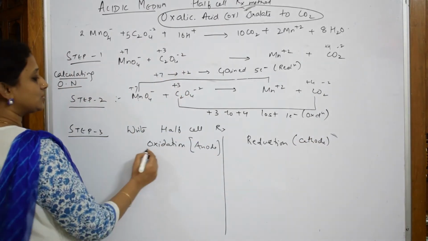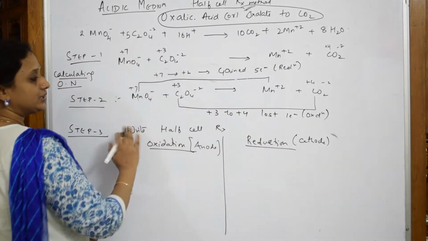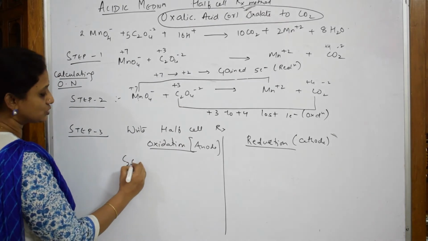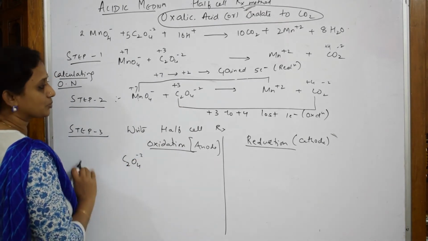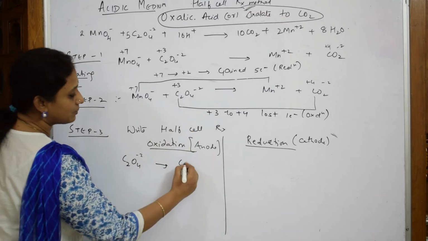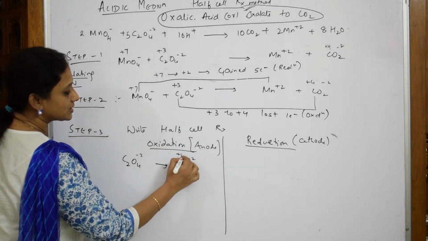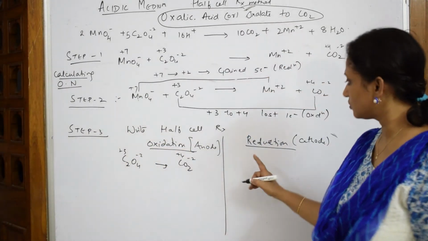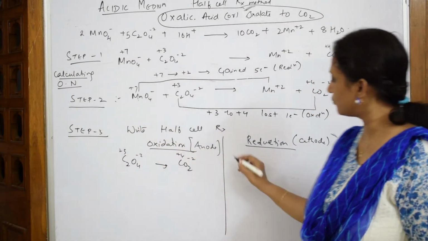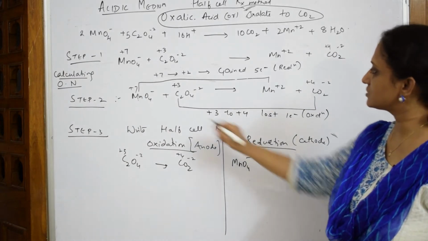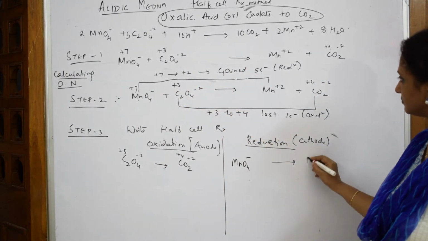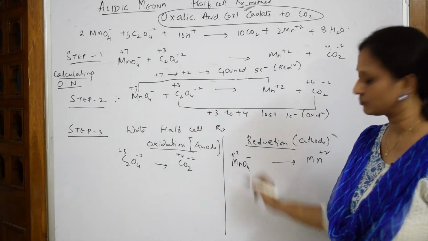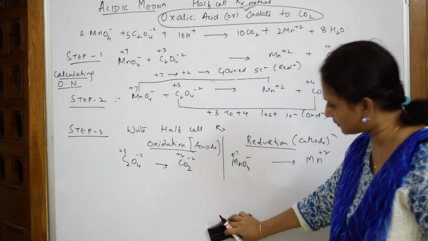Done. Now write the oxidation half-cell reaction. Divide into 2 equal halves. So your oxidation reaction is this: write C2O4 2 minus, copying with the charges, not a problem. It is giving me carbon dioxide, with oxidation state plus 3 going to plus 4. Now come back and write the reduction reaction. What is the reduction reaction? MnO4 minus is forming Mn2+, and the oxidation state is plus 7 going to plus 2. Yes, done. I have written the half-cell reactions.